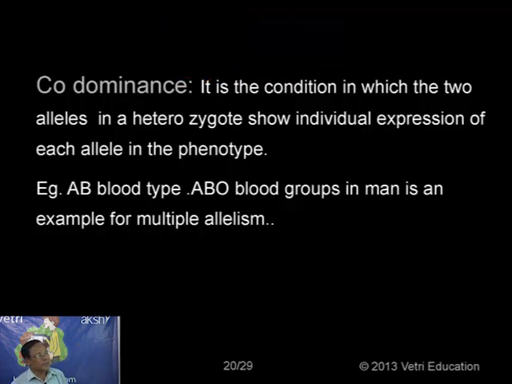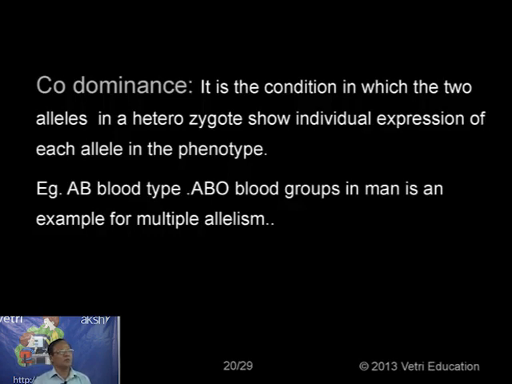Now, codominance is the condition where the two alleles in a heterozygote show individual expression of each allele in the phenotype. That's the concept. I mentioned already the best example, AB blood type. If you want to know the basic principle of codominance, you have to go for the phenomenon of multiple alleles, because blood group is the best example for multiple alleles. Multiple factor is different from multiple allele. We have the multiple factor hypothesis, for example skin color, which is also called polygenic inheritance.